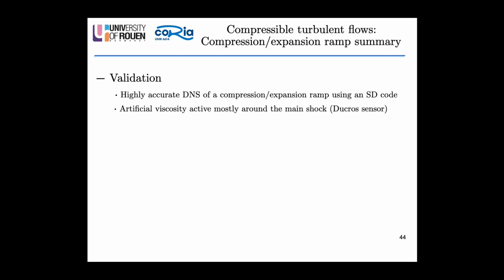So in this last part of the presentation, we consider a classical compression expansion ramp, with highly accurate DNS of this setup using our spectral difference code. First of all, we notice once again that the artificial viscosity was mostly active around the main shock, thanks to the Ducros sensor. And then we consider a series of a priori analyses based on explicit filtering and averaging of the flow field.